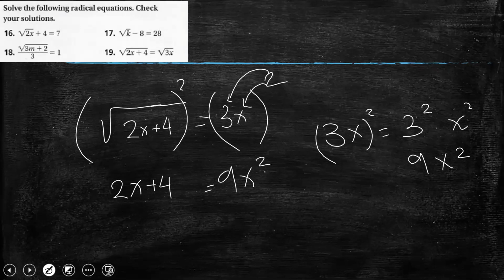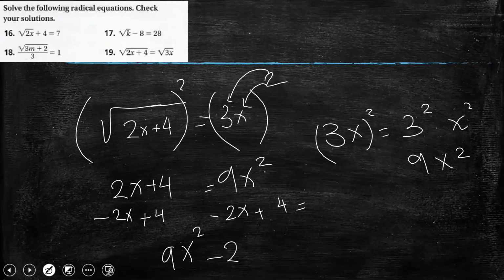Then after it comes like this, you cannot solve it as a linear equation. It will be a quadratic equation. 9x squared minus 2x plus 4. Then you have to open two brackets to solve it.